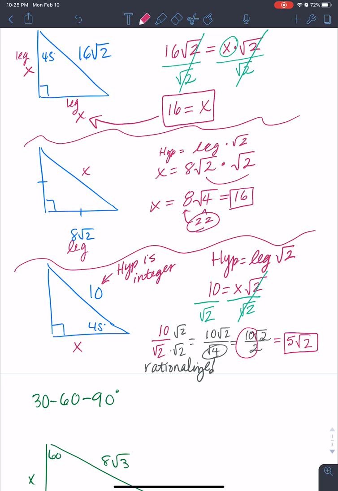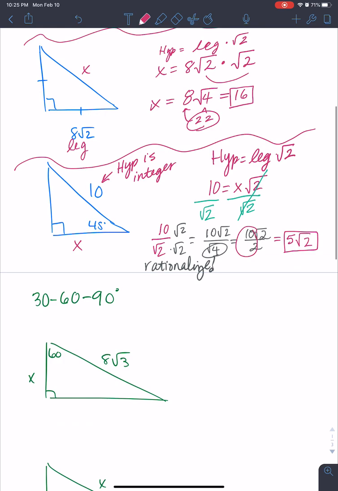Okay? Now, if you had said 10 over square root of 2, you probably got partial credit. But you're not done yet. You need to rationalize that. Okay? If you want some extra practice before you retake the test, just let me know. I'll give you some examples. Just do some random numbers. So that's 45, 45, 90.